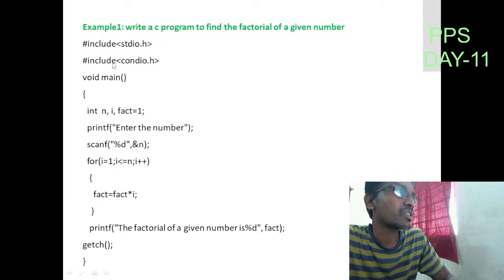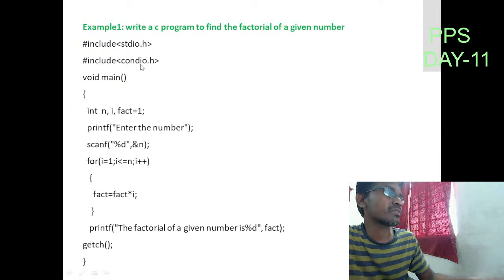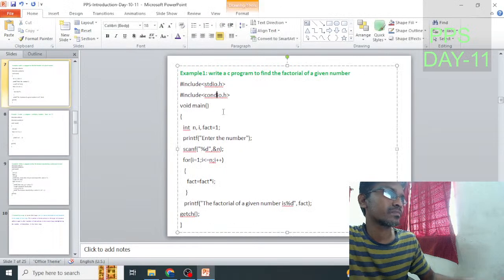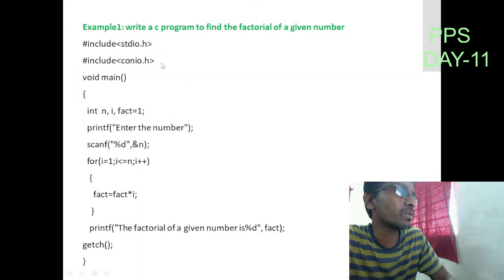And similarly, hash include conio.h, that means console input and output header file. Here hash indicates that it is a preprocessor directive. So what is a preprocessor directive? Before your program starts executing, these header files will be processed first. After that your program starts executing. So that is the meaning of hash here.